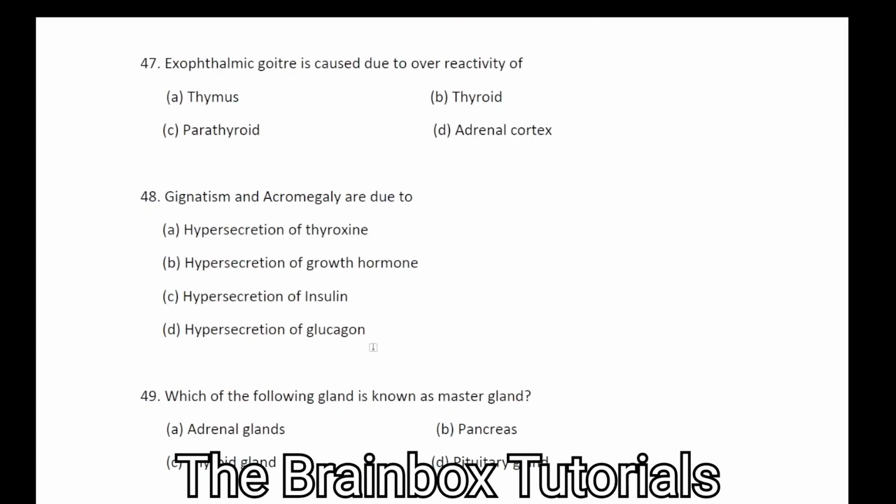Number 47. Exophthalmic goiter is caused due to overreactivity of options are A, thymus, B, thyroid, C, parathyroid, and D, adrenal cortex. And the correct option is B, thyroid.